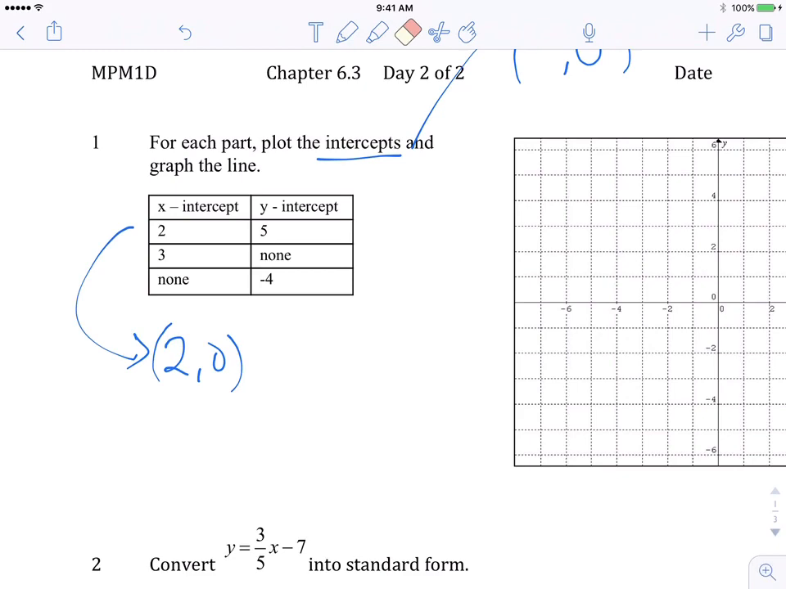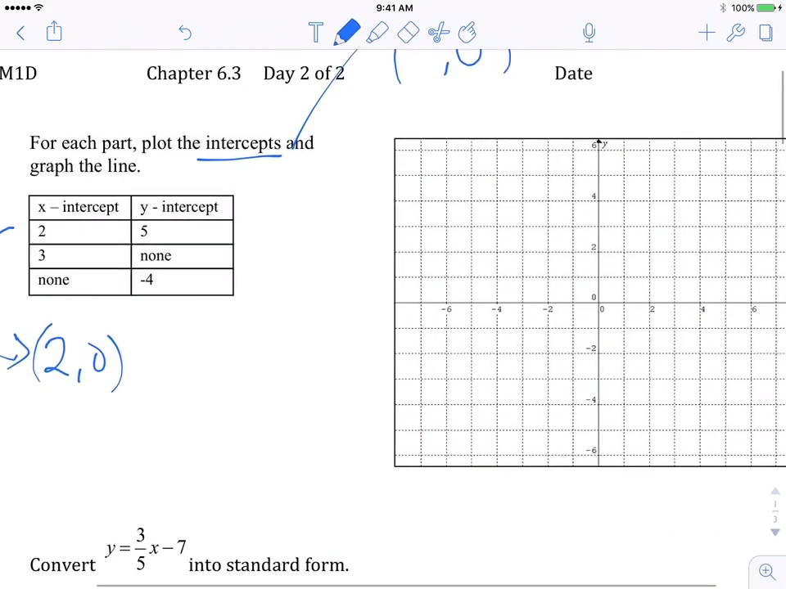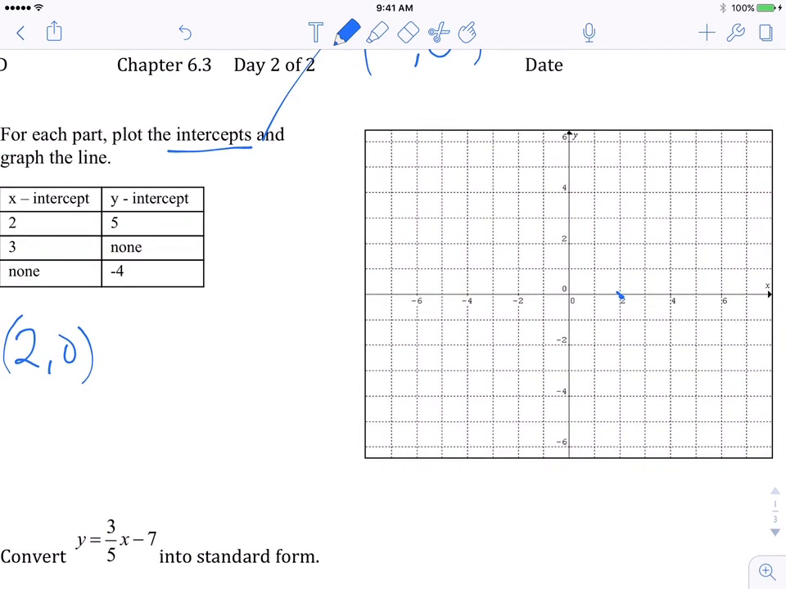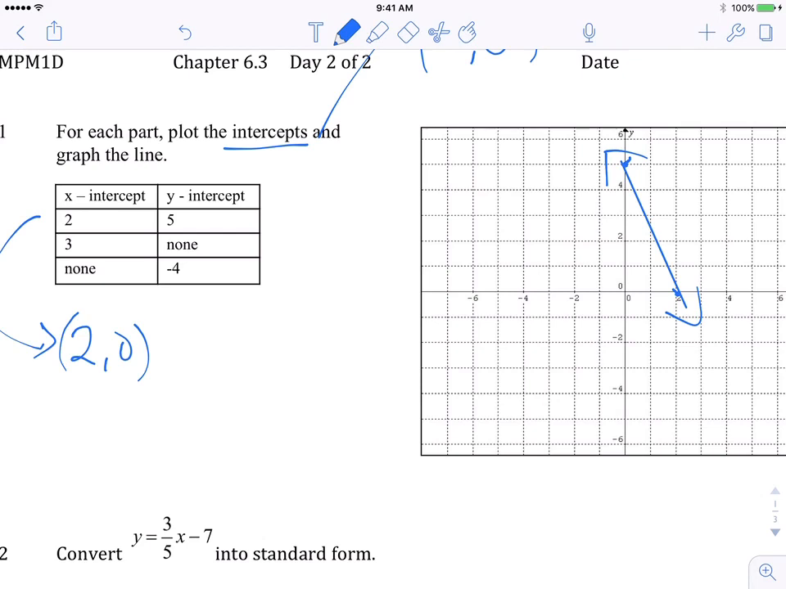Let's just work with the x-intercept of 2 so far, and that would be right here at (2, 0). And it says here that the y-intercept is 5, so we're going to be up here on the y-intercept at 5. Then we're going to graph a line through those two points. Okay, and then that is our line running through an x-intercept of 2 and a y-intercept of 5.